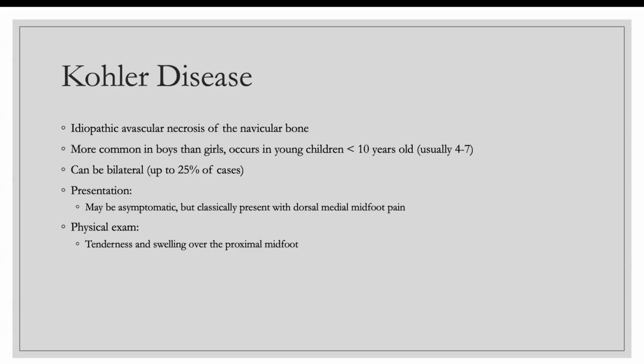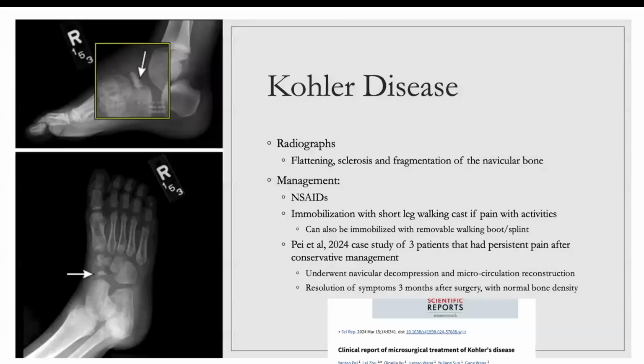Down towards the foot, we got Kohler disease. This is avascular necrosis in the navicular bone. It's going to be more common in our boys than our girls again. And kids are going to be usually 4 to 7. 25% of cases can be bilateral. They may be asymptomatic, but typically present with this dorsal medial foot pain. And then there's tenderness and swelling over the proximal midfoot.